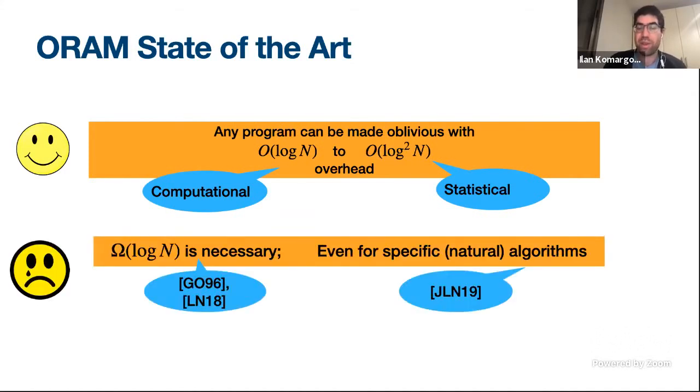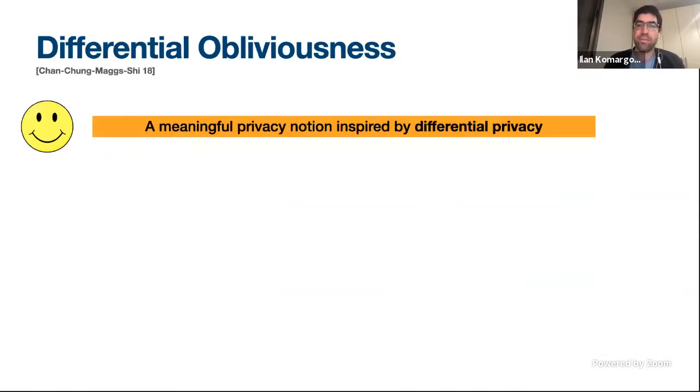And it's also great because we have matching lower bounds. We know that logarithmic overhead is necessary, so there's nothing we can do to improve on this. Something very surprising is that this logarithmic overhead is necessary even for very specific functionalities. Even if you consider very simple algorithmic tasks or data structures, we already know that if we want to make them oblivious, we need logarithmic overhead in the number of accesses. So this is the state of the art for ORAM constructions. And a couple of years ago, Chen et al.